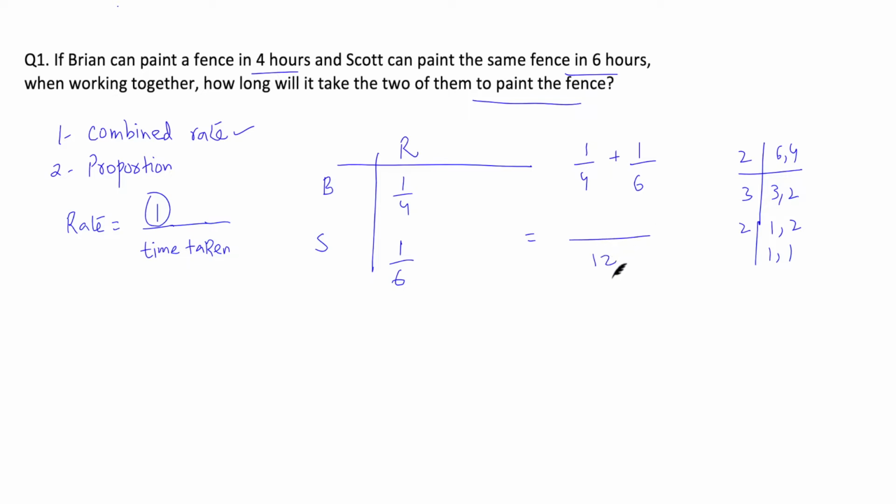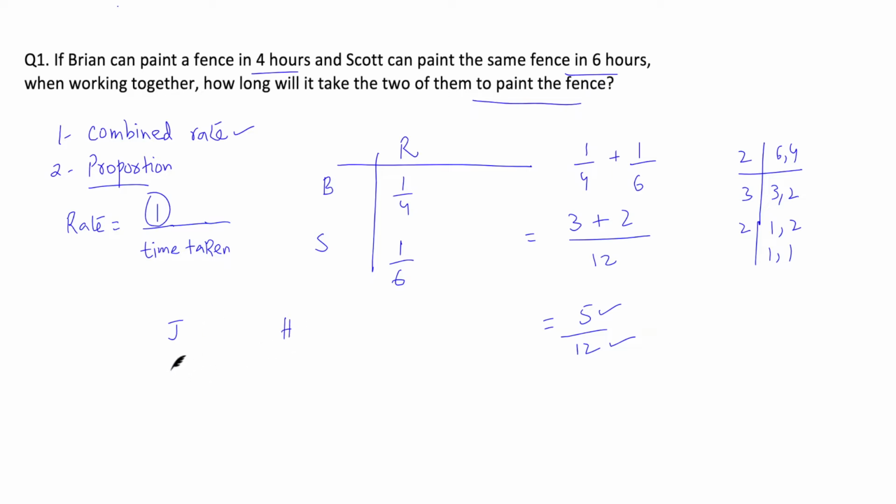Let's calculate the combined rate. 12 divided by 4 is 3, 3 into 1 is 3, plus 12 divided by 6 is 2, 2 into 1 is 2. So we have 5 over 12. Now this means that they can complete 5 jobs in 12 hours. Now you use proportion. We have got jobs and we have got hours.